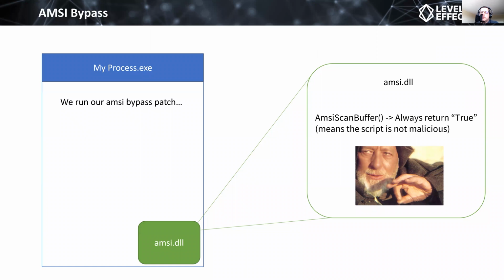We're not affecting any other process. We're only affecting our own process. We go to that DLL and we find this AMSI scan buffer function that's on the right-hand side. And then we do our Jedi mind trick and say, anything I send you is okay. So we basically patch the AMSI DLL in our own process and say, anytime you get a script, just return true. Everything's okay. AMSI DLL doesn't know any better.